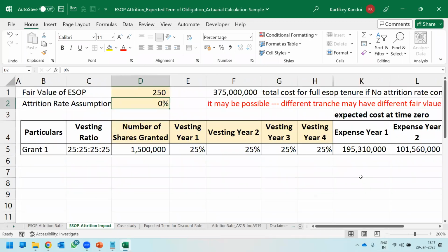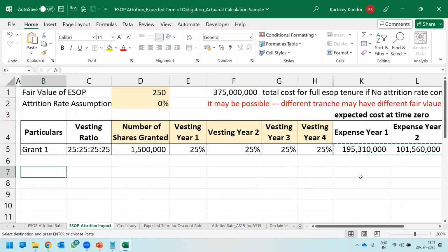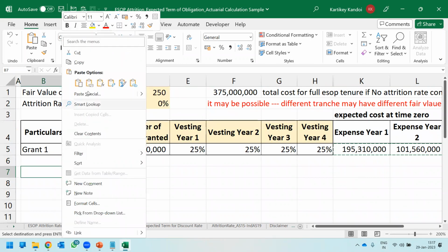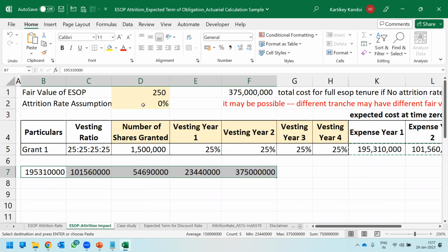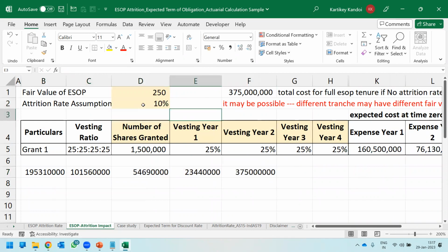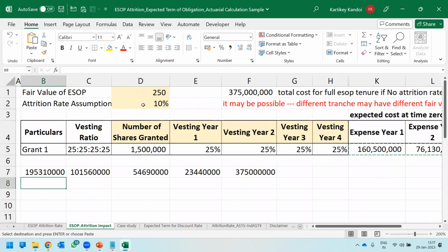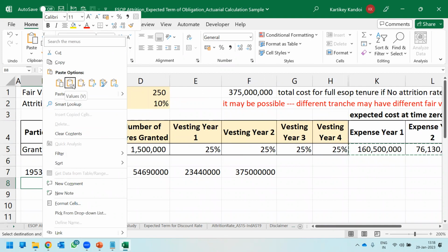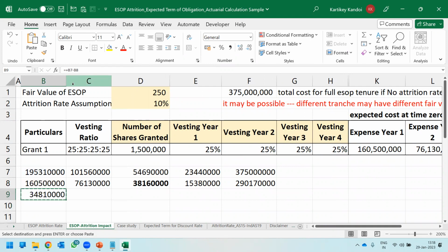Accounting expense is being calculated. Like first 4-year expenses. But let's say if you consider 10% per annum attrition rate, so this is your attrition, the expense. So that's how the misstatement can happen.